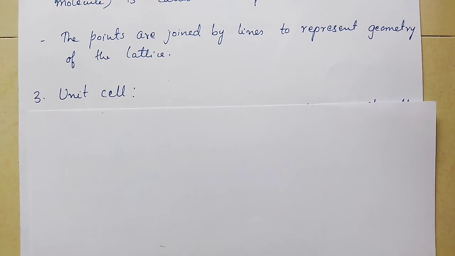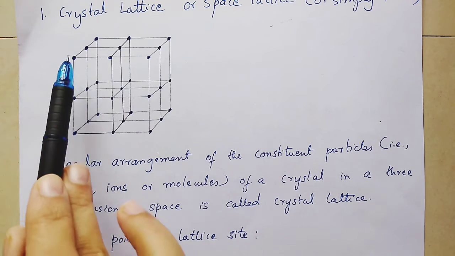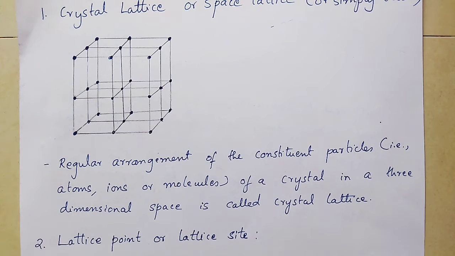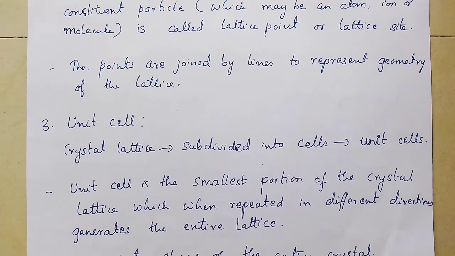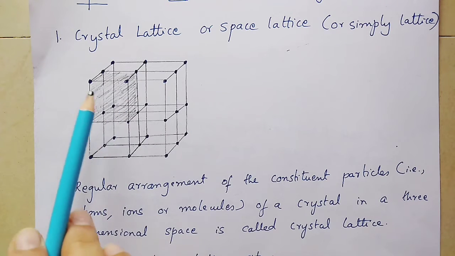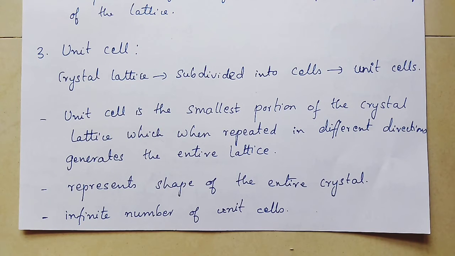The next important term is unit cell. If you consider this as a crystal lattice, you can subdivide it into smaller cells which are called unit cells. Here I have shaded one unit cell. Therefore, a unit cell is the smallest portion of the crystal lattice which, when repeated in different directions, generates the entire lattice. The shape of one unit cell is similar to the shape of the entire crystal. Therefore, the shape of the unit cell represents the shape of the entire crystal. A crystalline solid can have an infinite number of such unit cells.